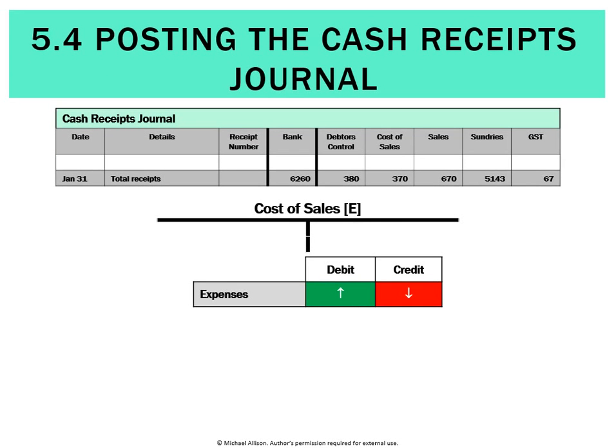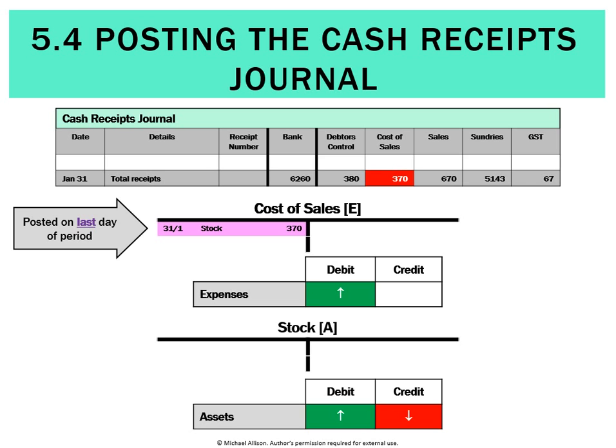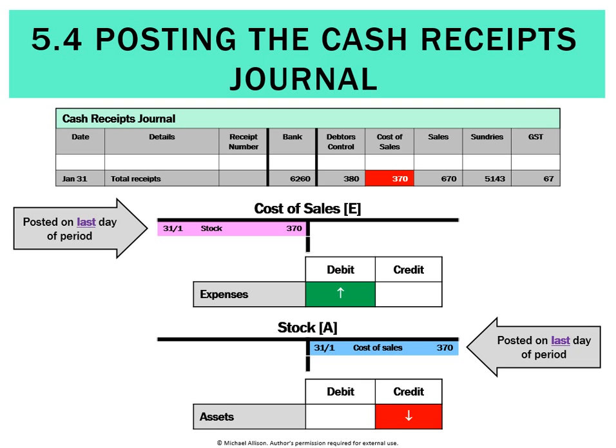Next, we have the cost of sales column. We've learned how to do that for individual transactions. It's going to be the same procedure this time. We've got an expense going up, which is a debit, and we'll post it on the last day of the period, but we also know that when we do that, it's going to decrease stock, which is an asset. So we have a matching debit with a credit there.